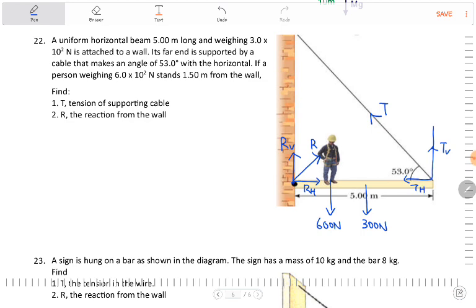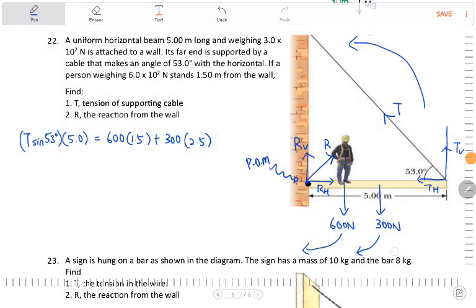Okay, so first, to find the tension in the supporting cable, we can use the principle of moments, where we pick a point of moment at the wall. That's our POM, because we don't want the reaction force at first. Therefore, identifying the clockwise and anti-clockwise moments, the tension goes into the anti-clockwise moment, and the 600 Newton and the 300 Newton go into the clockwise moment. Okay, therefore we can form our equation.